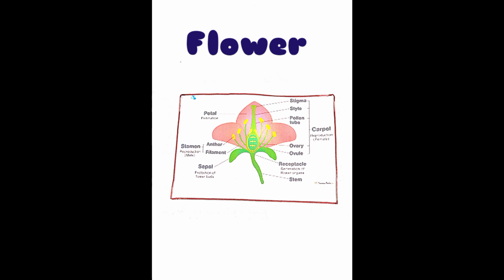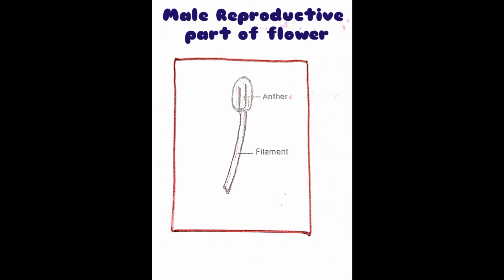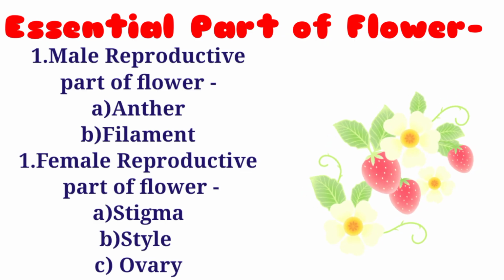Then comes the flower. Therefore you can see the picture of the flower. Flower is the most colorful and the beautiful part of the plant. Therefore the flower consists of the essential and the non-essential parts. Therefore the essential part consists of the male reproductive part of the flower, as you can see in the picture. Then comes the female reproductive part of the flower, you can also see in the picture.